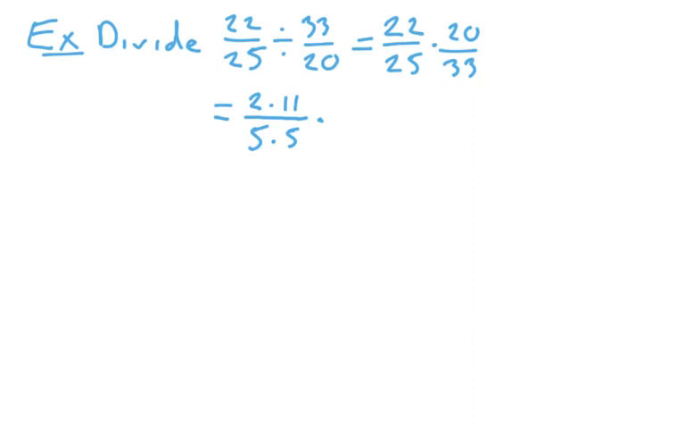20 is 2 times 10. But if I think about it, 10 is 2 times 5. So 2 times 2 times 5. I'm factoring it as far as I can. 2 times 2 is 4 times 5 is 20, looking at it a different way. And 33 is 3 times 11.